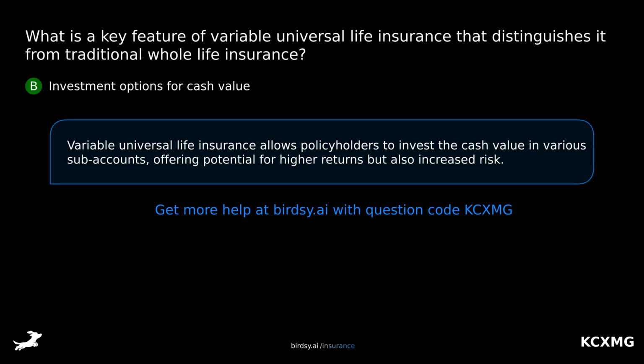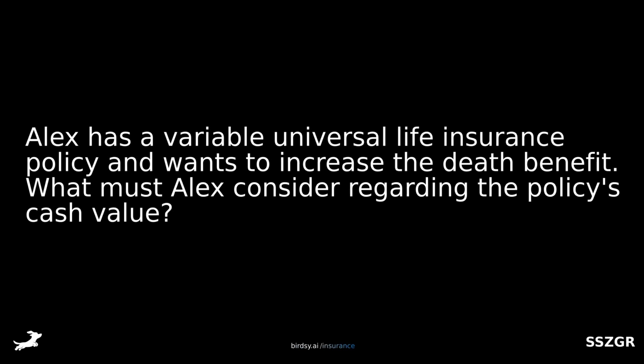Variable universal life insurance allows policyholders to invest the cash value in various sub-accounts, offering potential for higher returns but also increased risk. Alex has a variable universal life insurance policy and wants to increase the death benefit. What must Alex consider regarding the policy's cash value?